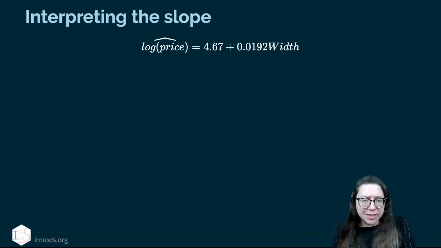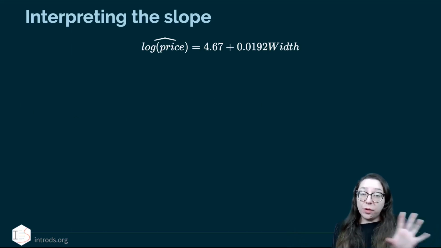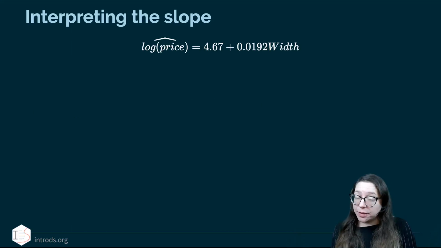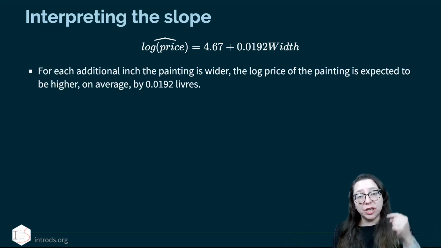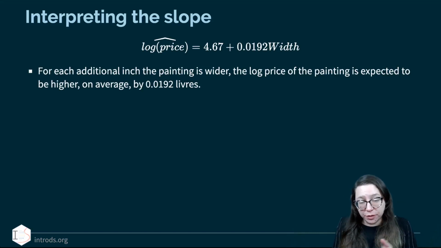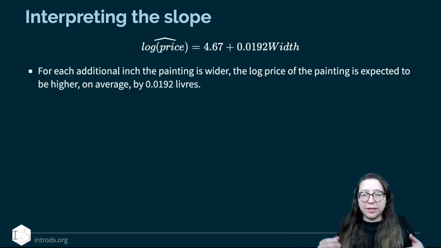So here's how I might write that model equation. The predicted log price, right? Not the price, but the predicted log price is 4.67 plus the slope 0.0192 times the width of the painting. So for each additional inch the painting is wider, the log price of the painting is expected to be higher on average by 0.0192 livres. What is the log price?